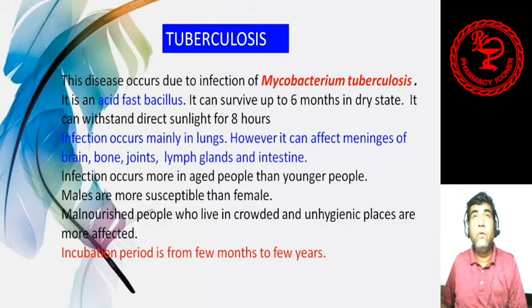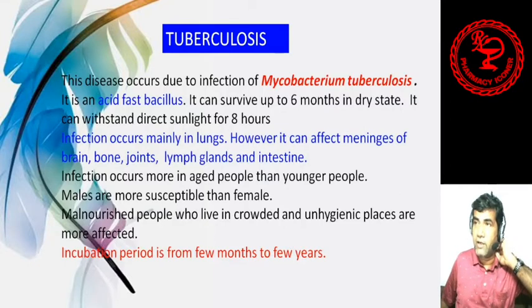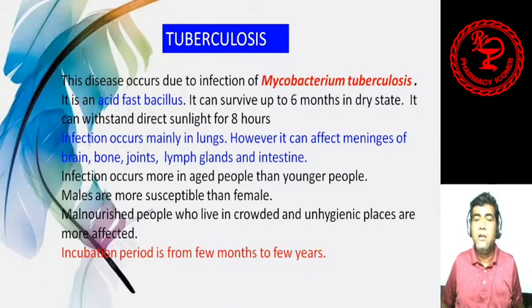Even if you put something in sunlight, if microorganisms are present, they can survive for up to 8 hours, especially if present along with some mucus. Infection mainly occurs in the respiratory system or in the lung. However, in the advanced stage, it may occur in the meninges of the brain, intestine, joints, lymph glands, etc.